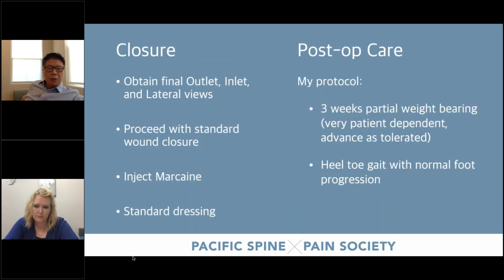Next slide. Some people do use neural monitoring for the procedure. I think if you have good fluoroscopic images, you don't need it. It depends on how litigious an area you work in. Again, my closure, once I get the confirmatory x-rays, inject Marcaine, standard dressing, it's usually about a 2-inch incision or less. Post-op protocol, I keep them 3 weeks of partial weight bearing, up to 6 weeks, depending on how large they are. And then I progress to heel toe gait with normal foot progression. Next slide.